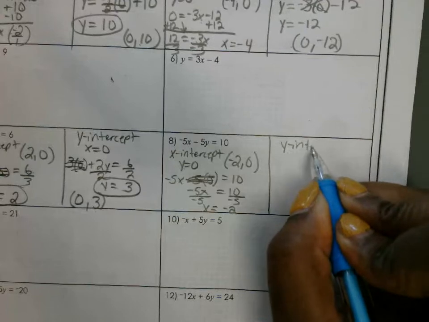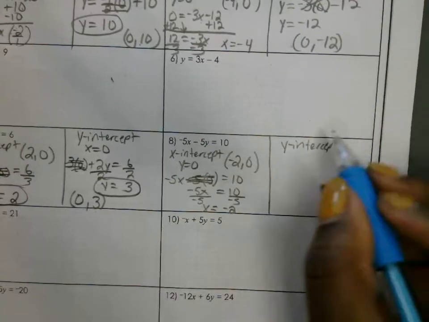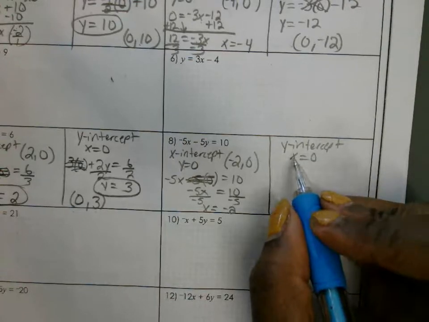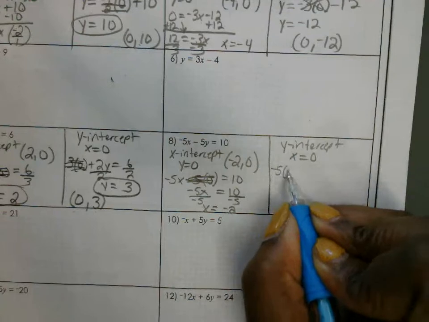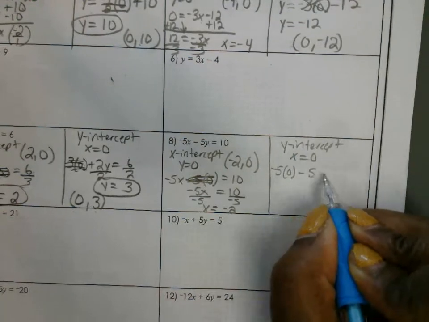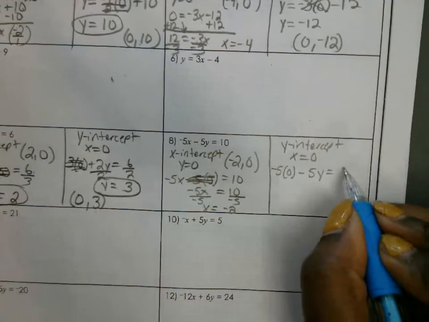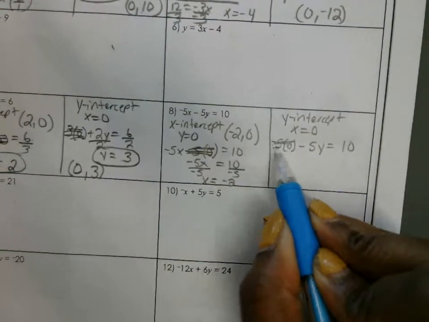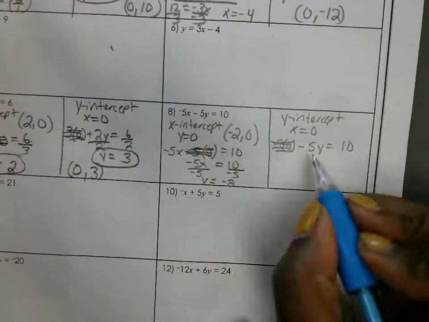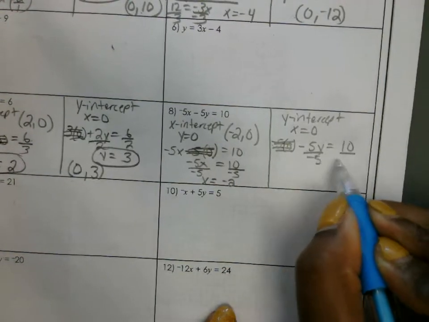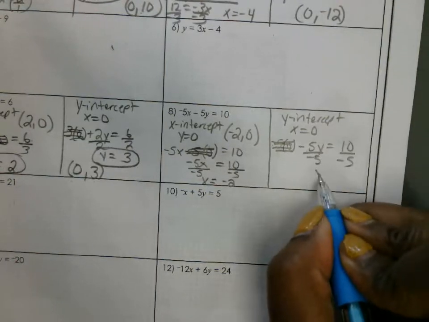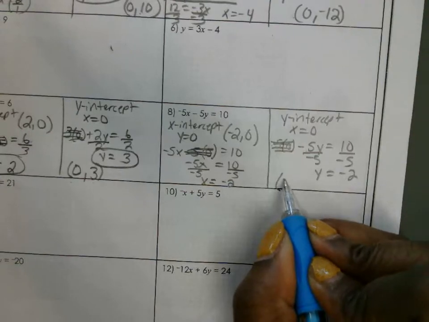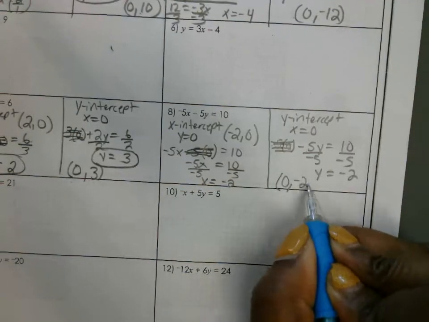Y-intercept. Your y-intercept is where your x is equal to 0. Okay? So we're going to plug in 0 for x. Negative 5 times 0 minus 5y is equal to 10. Solving for y. It's y-intercept. Negative 5 times 0, again, that's 0. So you're left with negative 5y. Divide both sides by negative 5 to get y by itself. This gives you y is equal to a negative 2. So your ordered pair here is going to be 0, comma, negative 2.